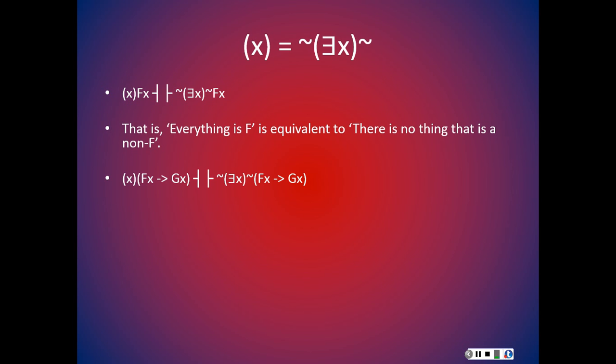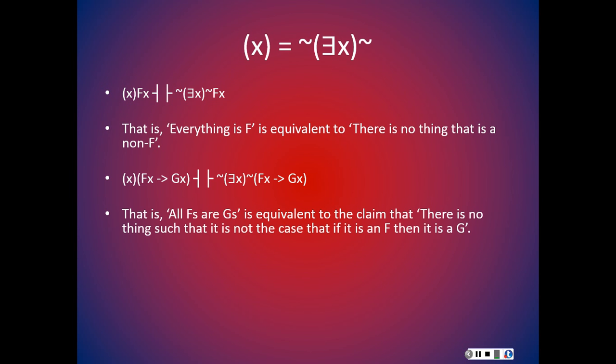So, for example, it also turns out to be the case that all F's are G's is equivalent to the claim that there is no thing such that it is not the case that if it is an F, then it is a G. Proving that this equivalence holds, proving this sequent, would be basically a straightforward repetition of the way in which one proves that the first sequent at the top of the slide is valid. So in your homework, I will ask you to prove the first sequent, but I won't ask you to prove the second sequent. The proofs are virtually identical.